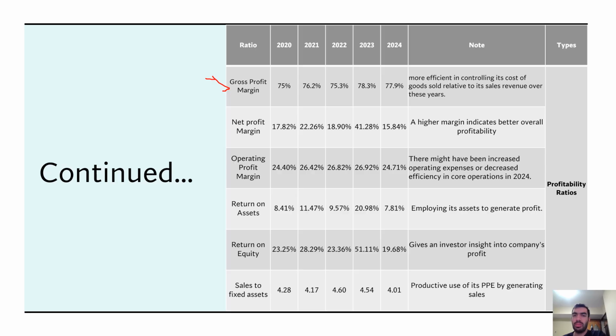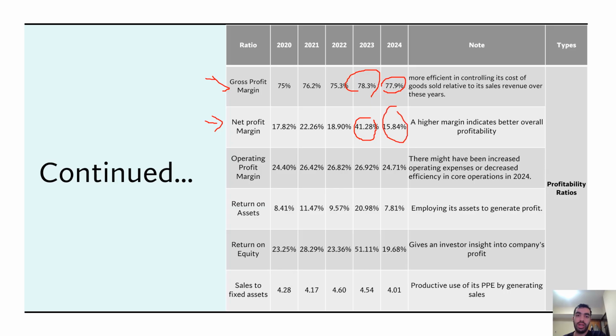So increasing overall, peaking at 78.3% in 2023, then slightly dropping to 77.9% in 2024. So it's reflecting improved control over direct costs. We look at net profit margins. It's volatile with a sharp rise in 2023. So it's likely due to one-time gains followed by a steep decline in 2024.